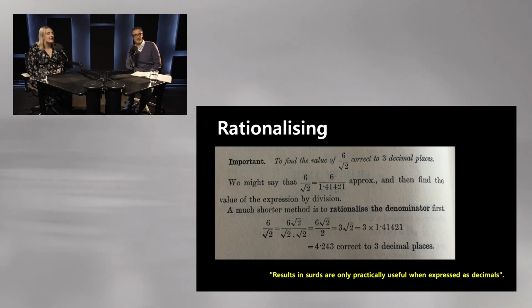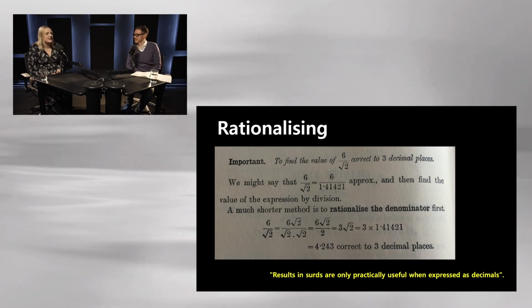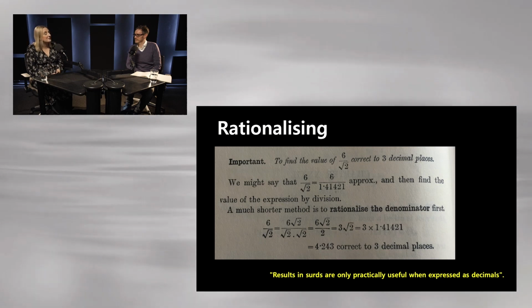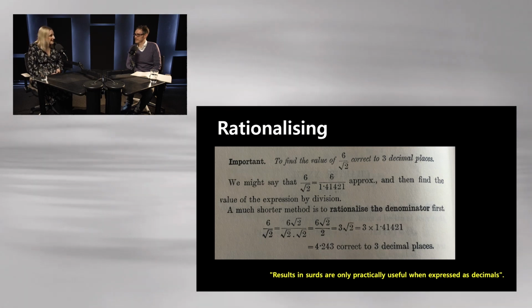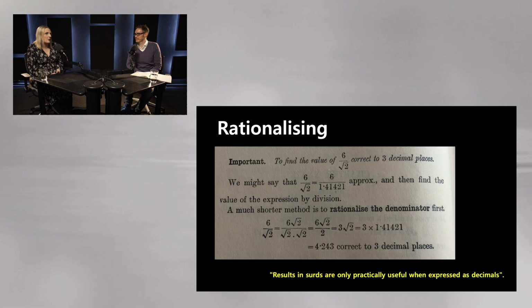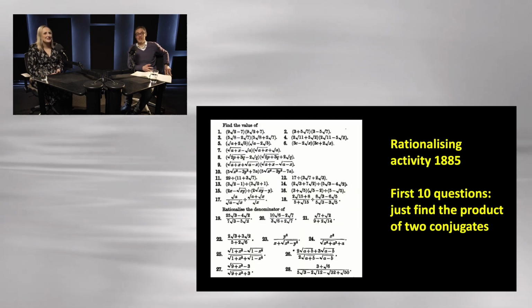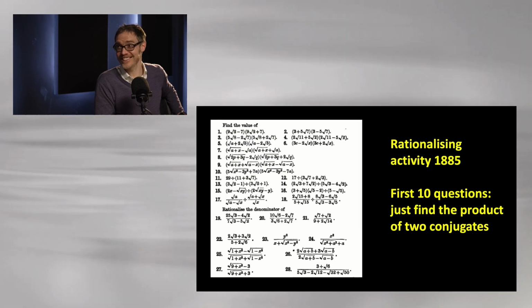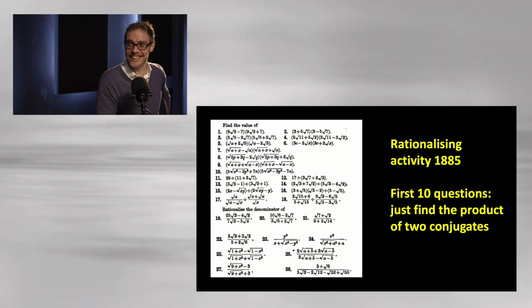But it's interesting. They used to say in old textbooks, results in surds are only practically useful when expressed as decimals. So they used to say, you have to turn it into a decimal, or what's the point in it? But now we say we don't need a point in it, and that's nice. I like that. Literally don't need a point. Literally. Oh, pun. I don't even realise how funny I am.